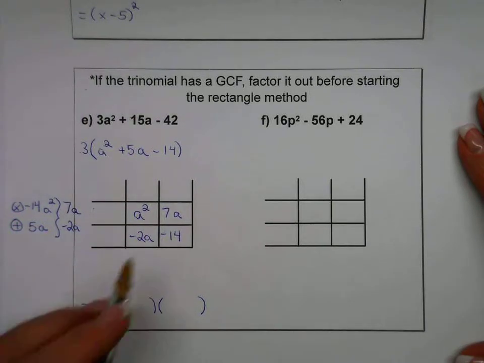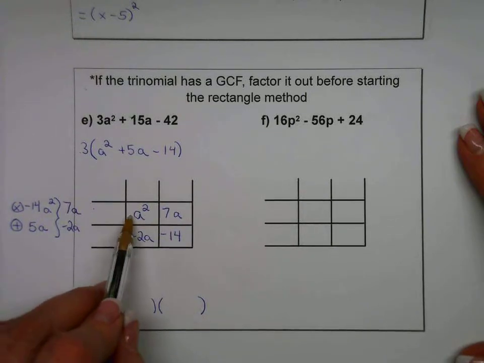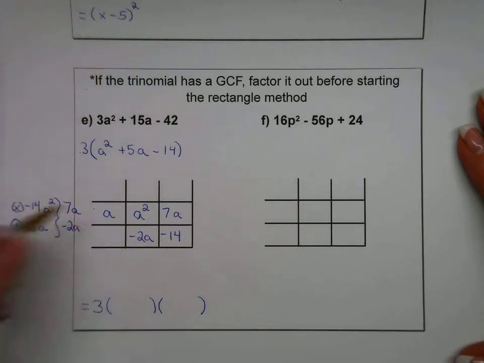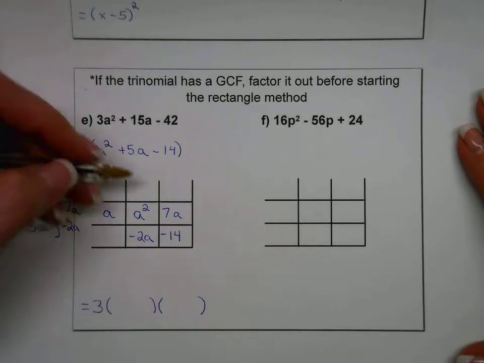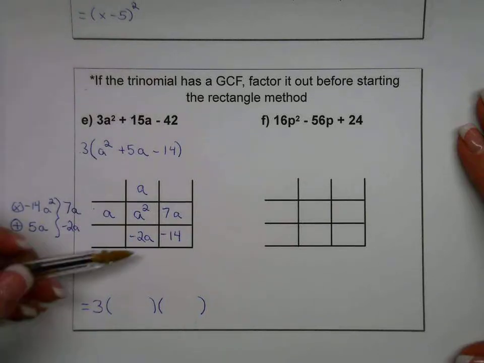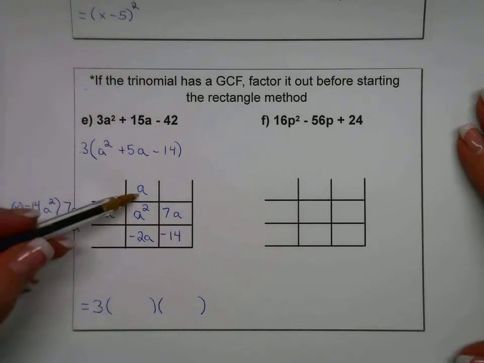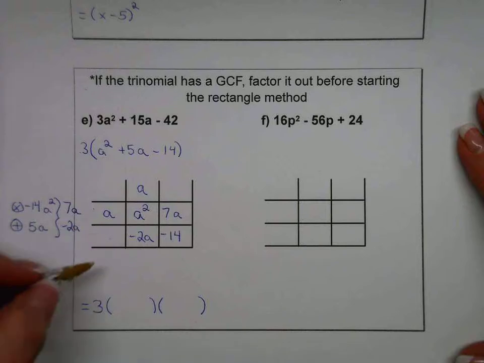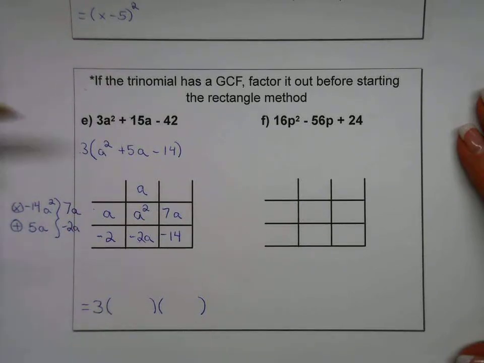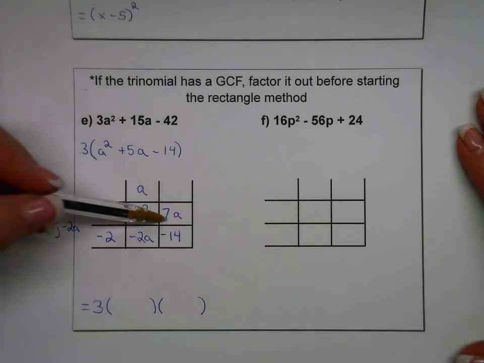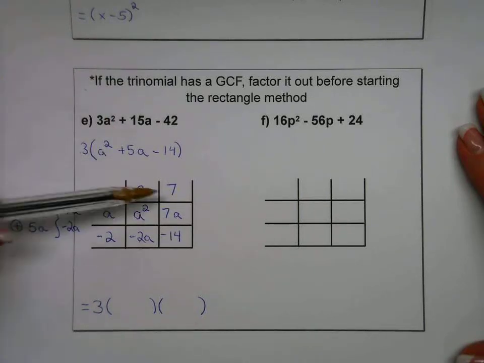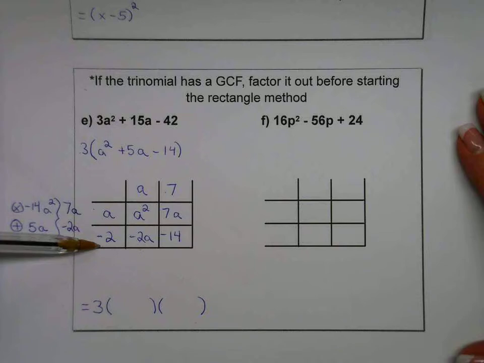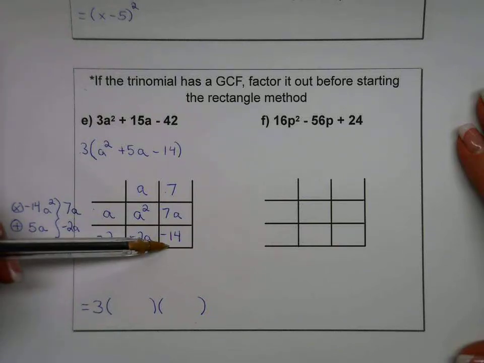Now I factor. Greatest common factor here is an a. That's my starting point. I have to find what multiplies with an a to get an a squared. I have to find what multiplies with an a to get a negative 2a. I have to find what multiplies with an a to get a 7a, and I double check that the 7 and the -2 give me this number.